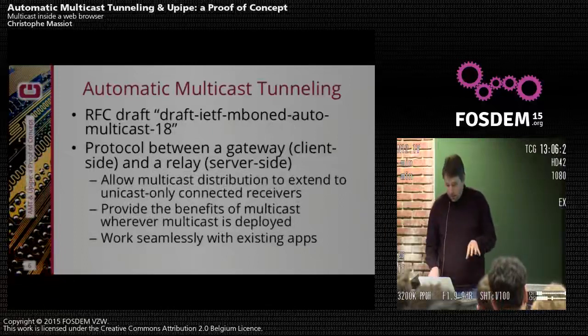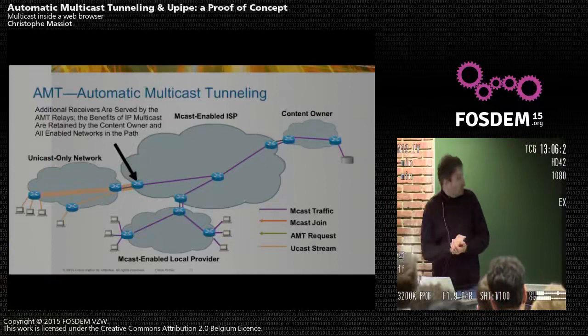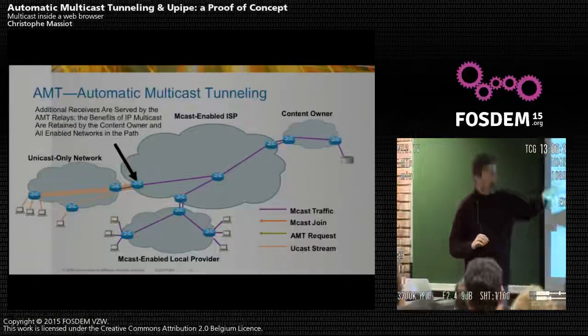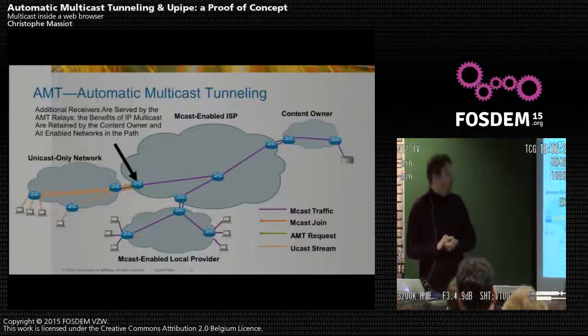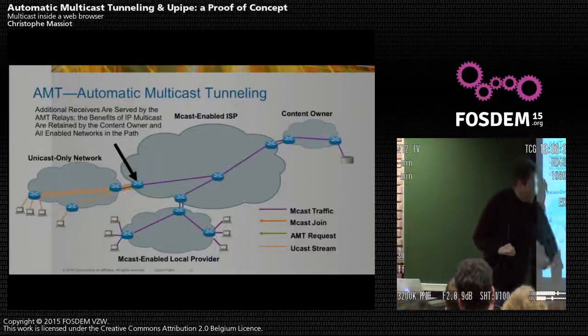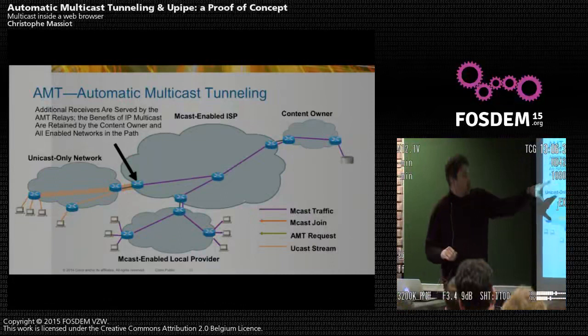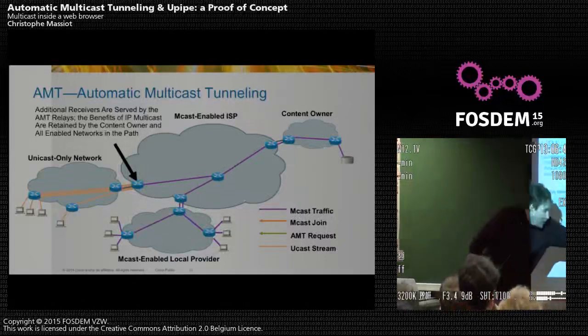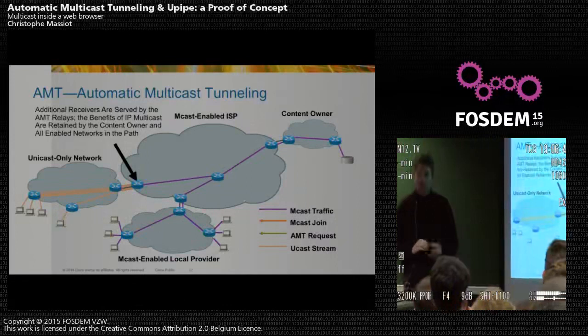I'll detail a bit how it works with this slide. The streamer, the content owner, is on the right. If you are in a multicast network like the one on the bottom, you have the purple video streams that are flowing in just one copy down to the clients that are down there. So everything is perfect.